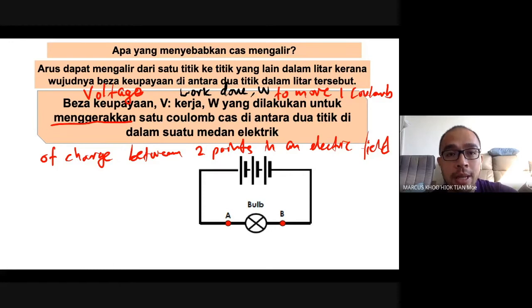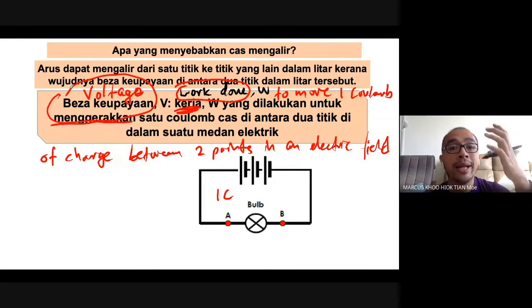So potential difference is how much work, how much energy you need to move 1 coulomb of charge between 2 points in an electric field. Okay, and that's why when we talk about voltage, we always refer to the voltage as energy, because it is actually work. So the actual electrical energy we're talking about refers to the potential difference. And when there is energy, there is going to be current flow. Just now we established that current flows because there is a potential difference.